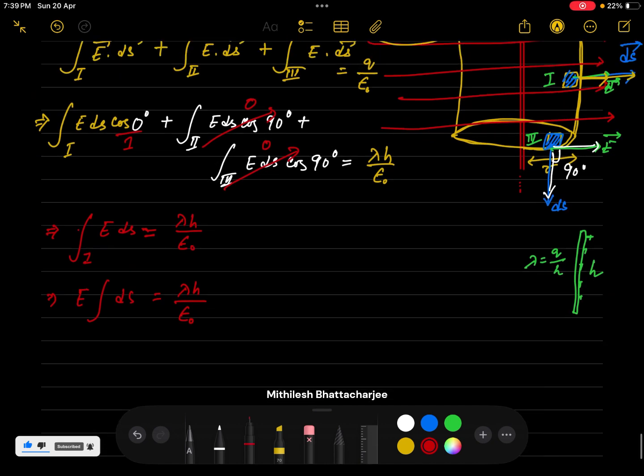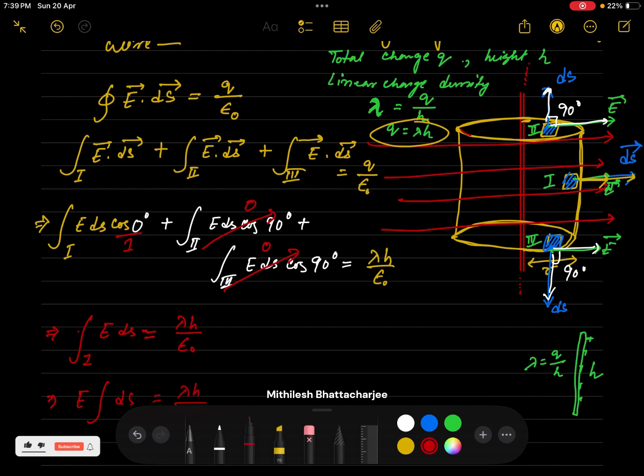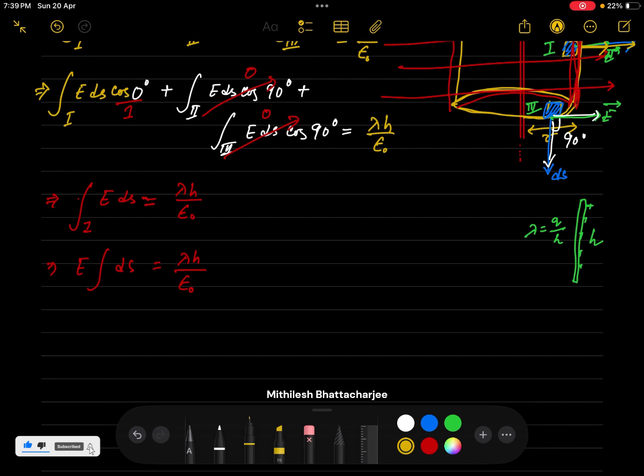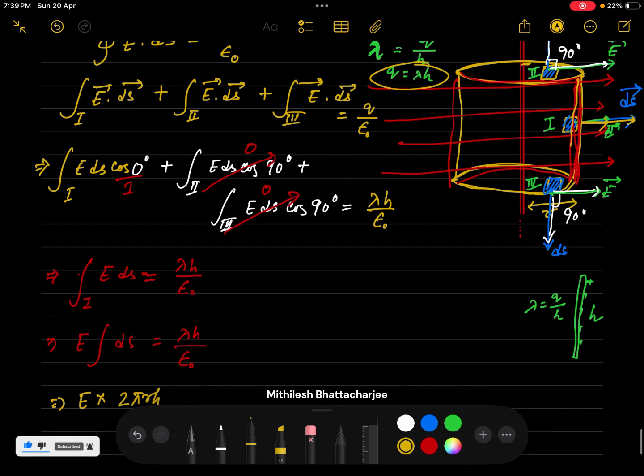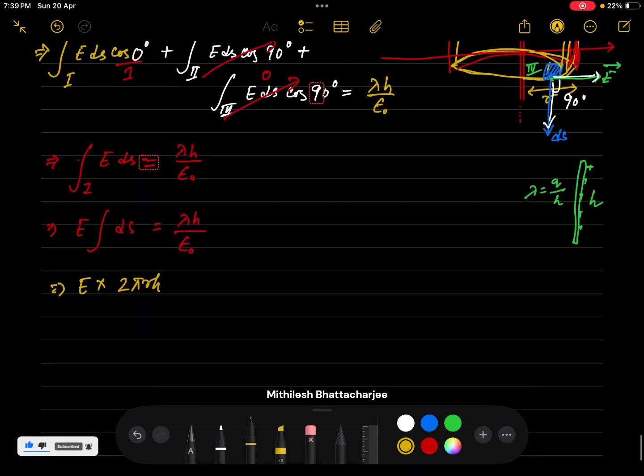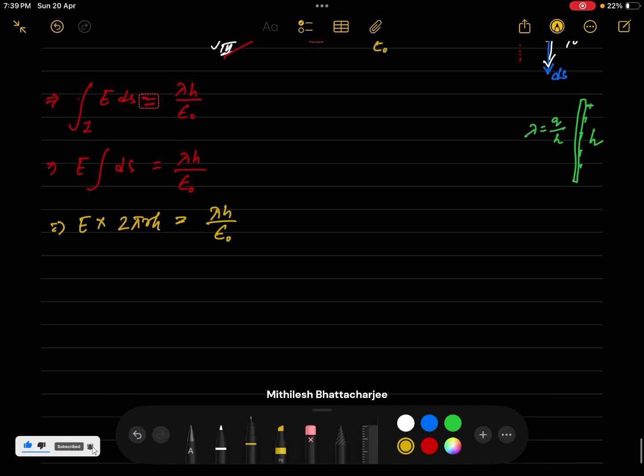Okay. So now we have to find the integration over this curved surface of the cylinder. So this will be E into how much? 2 pi r h. This is the curved surface. This is the height h, and this is the radius r. So the integration of this will be 2 pi r h, and this is equal to lambda h by epsilon naught.